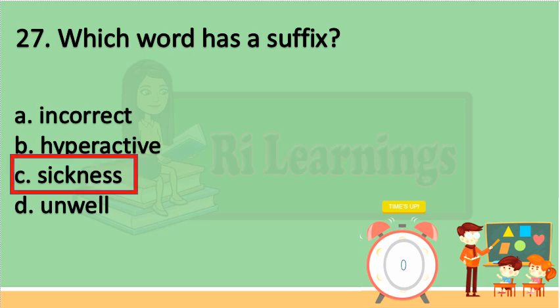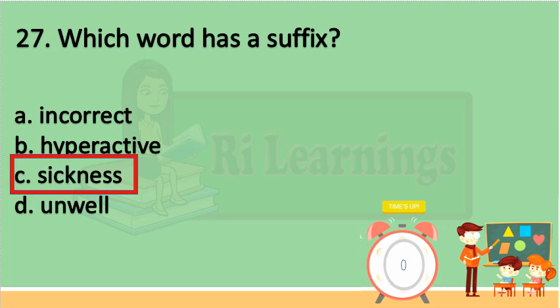The correct answer is C. Sickness. Explanation: a suffix is a word part added at the end of a base word to change its meaning. In sickness, the suffix ness is added to the base word sick, meaning the state of being sick.